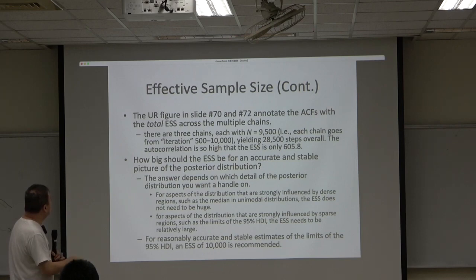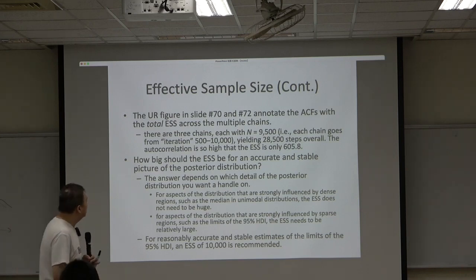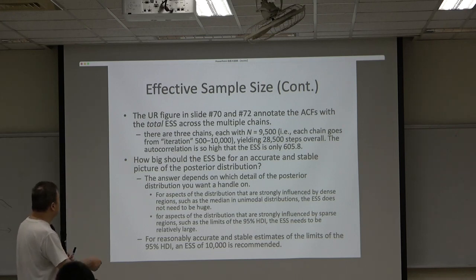So ESS, okay. Each chain basically has n equal to 9,500. Oh, I forgot to mention, you have to add them up, because we have multiple chains. So 9,500 each, the total will be 28,500. But the autocorrelation is high, so that ESS is only 605.